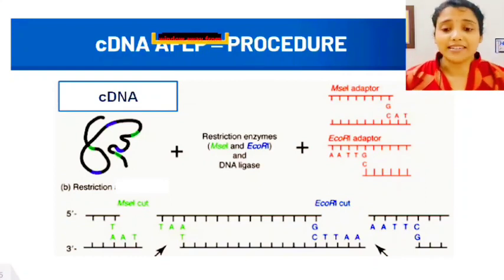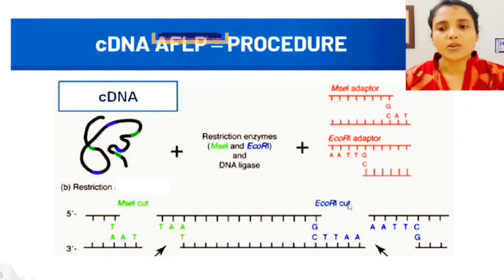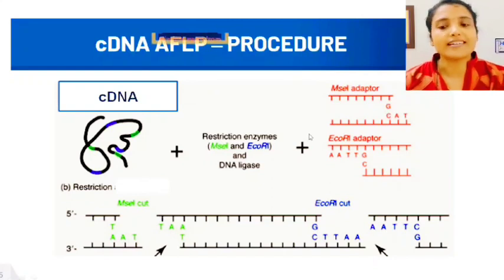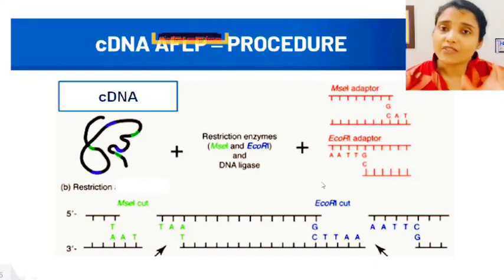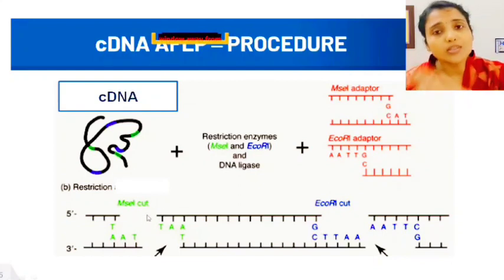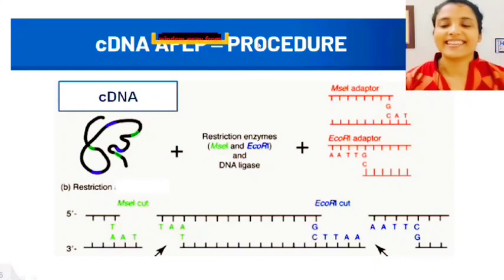Now also remember that it's not necessary that at one end MSE1 will cut and at the other end EcoR1 will cut. If you have a restriction site for MSE1 over here, MSE1 will cut at both these ends. Same way, there could be a restriction site for EcoR1 over here. This particular diagram is just an example of where MSE1 will cut and where EcoR1 will cut. There will be fragments which have both sides cut by MSE1 or both sides cut by EcoR1. Okay, so this is the first step.